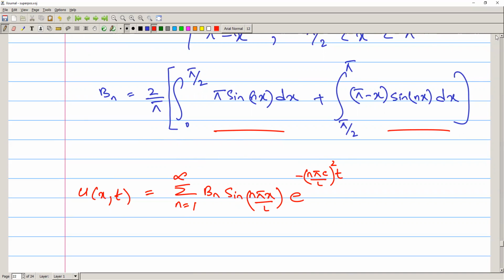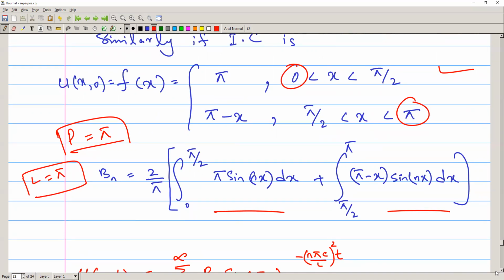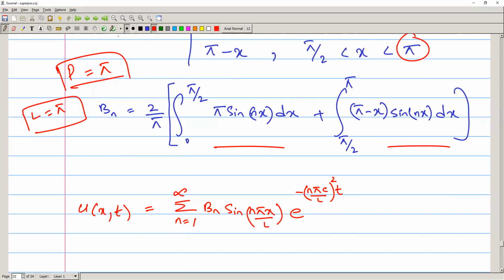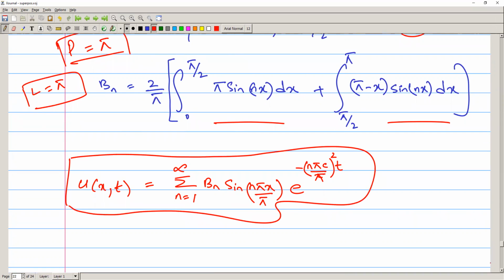So here we can see that the period is from 0 to pi. It means that the length is equal to pi, and it means that L is equal to pi basically, right? So we can plug pi instead of L here. So again, this will be cancelled and we're left with nx, right? And here n c whole squared t. So we can generate the solution for this initial and boundary value problem.